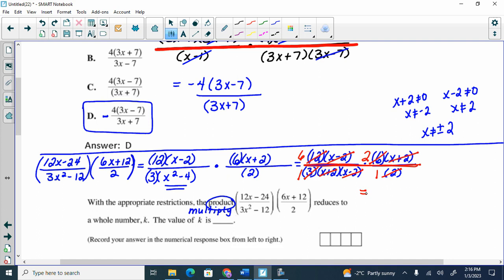Now what is left over? 6 times 1 times 1 times 2 times 1 times 1 is 12, over 1 times 1 times 1 times 1 is 1. So it's just 12.